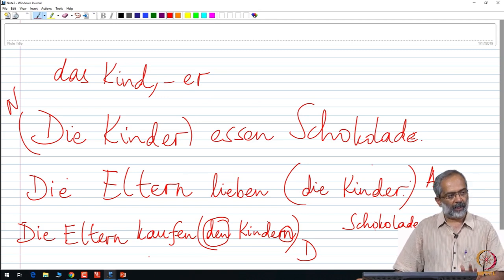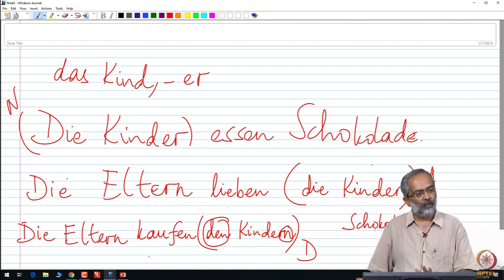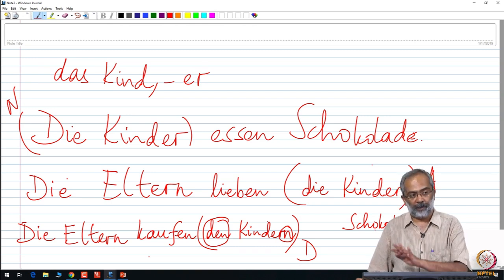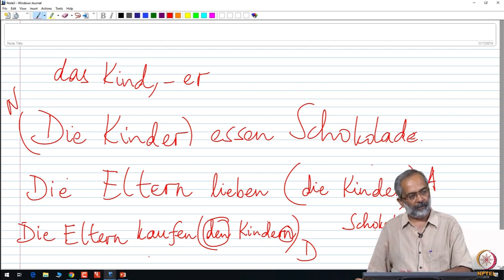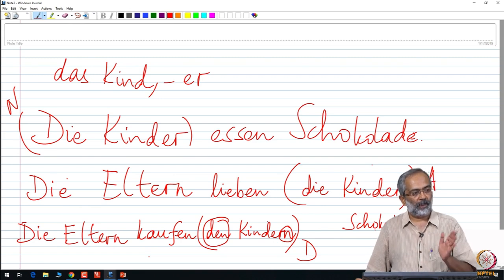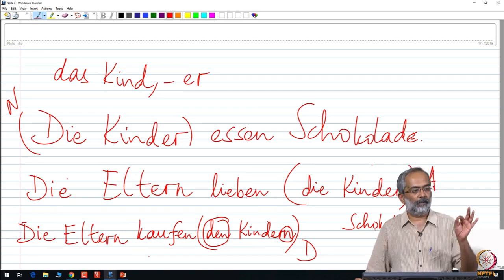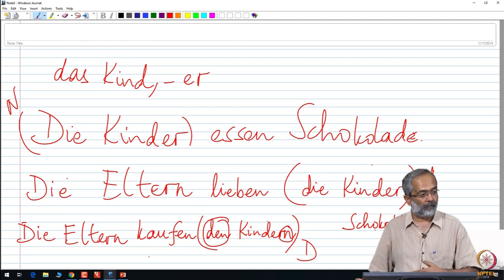In the second sentence, we say die Eltern lieben die Kinder. The parents are loving who? The children. Now children are the object of the parents' love. So they are in the accusative case. It remains die Kinder. But in the third sentence, die Eltern kaufen den Kindern Schokolade. The parents are buying chocolate, correct? So chocolate is the direct object. But they are buying chocolate for whom? Children. They are the dative object.